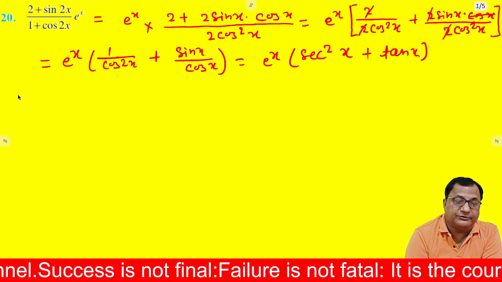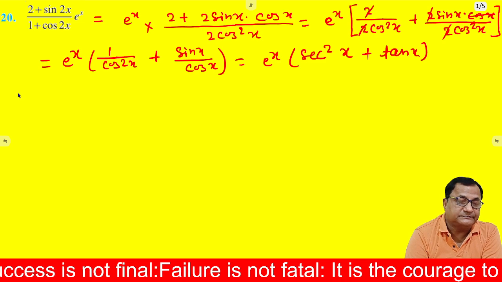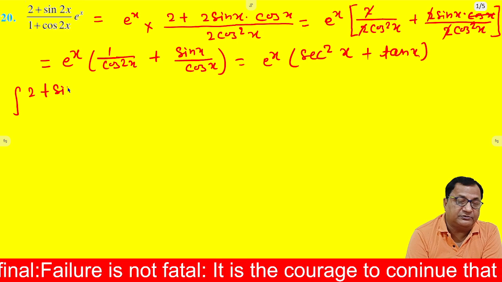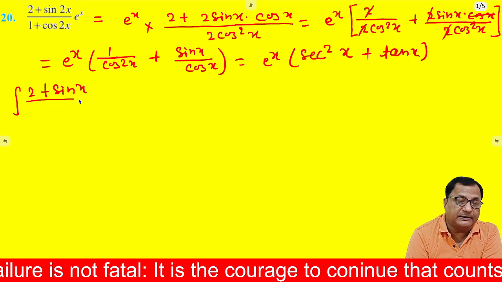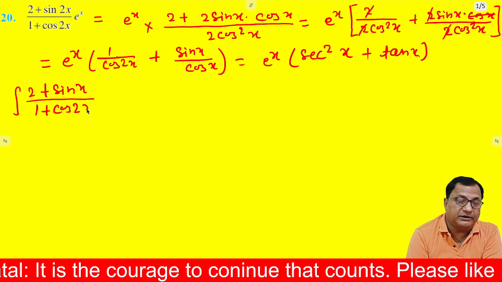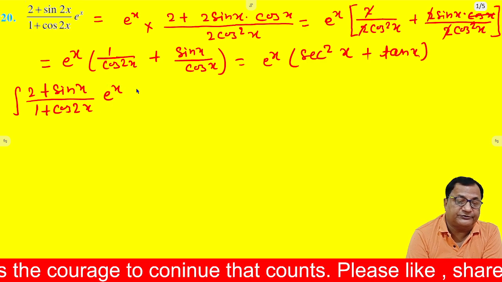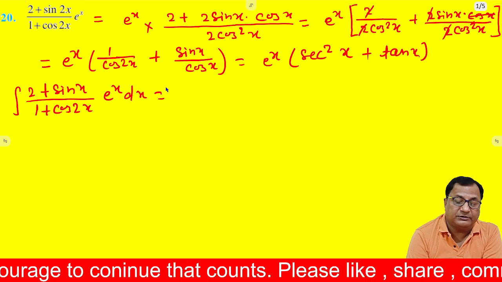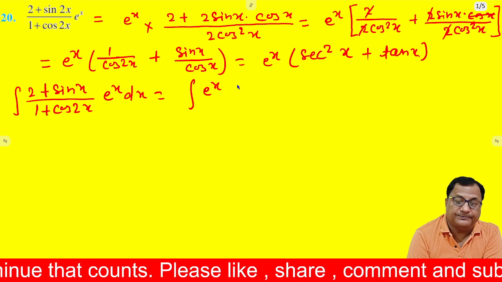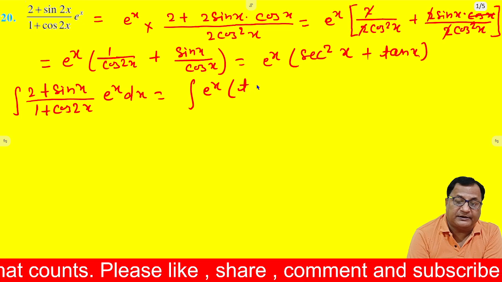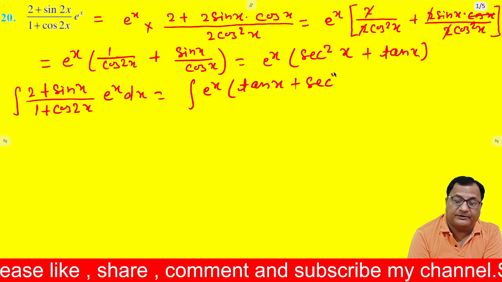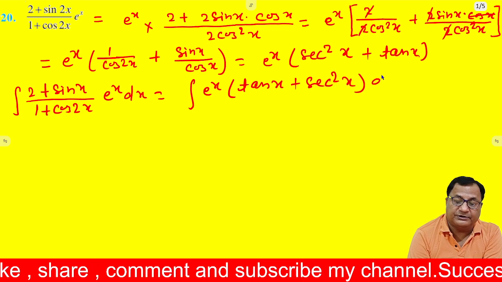Now we will integrate this. Integration of (2 plus sin 2x) divided by (1 plus cos 2x) times e^x dx is equal to the integration of e^x (tan x plus sec square x) dx.